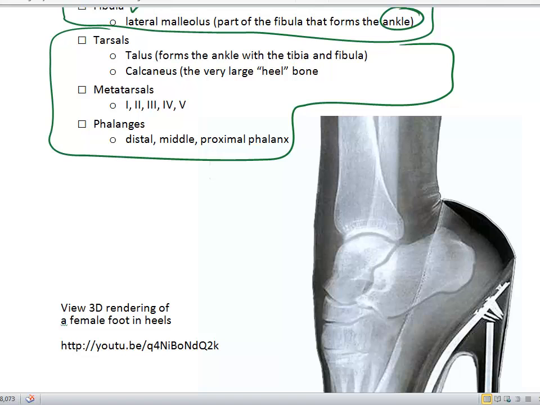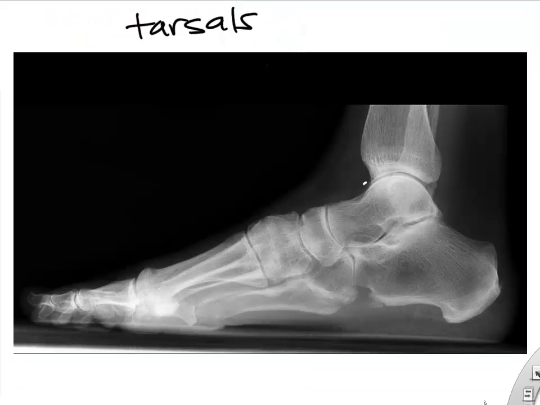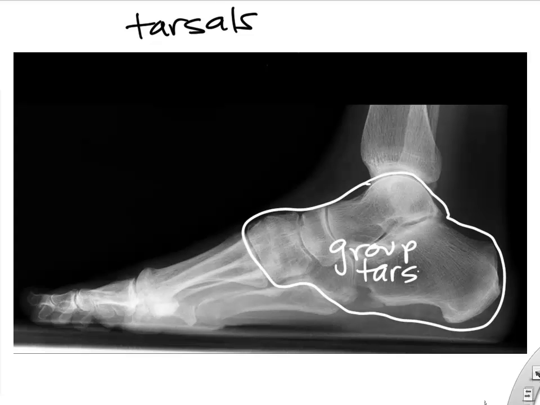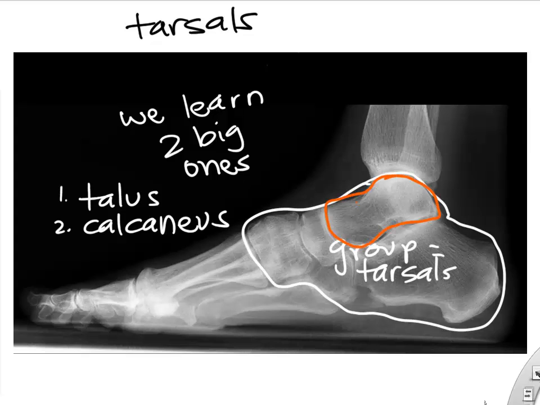All right, let's focus on the foot and learn some of those tarsal bones. The tarsal bones that we're going to learn is really just two of them. So the tarsal is this group of bones, and we're just going to learn two of the big ones. So we've got our talus and our calcaneus. So the talus is the one that sort of attaches to our ankle, our tibia and our fibula. The calcaneus is our heel bone.